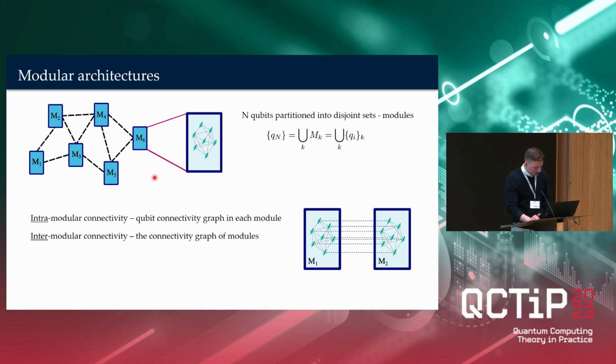The next thing is that there is a graph that describes how the modules themselves are connected in a network. This is called intermodular connectivity, and we require that if two modules, let's say M1 and M2, are connected, then entanglement can be made between respective qubits of each module. It makes sense to talk about respective qubits because every single module is exactly the same construction.